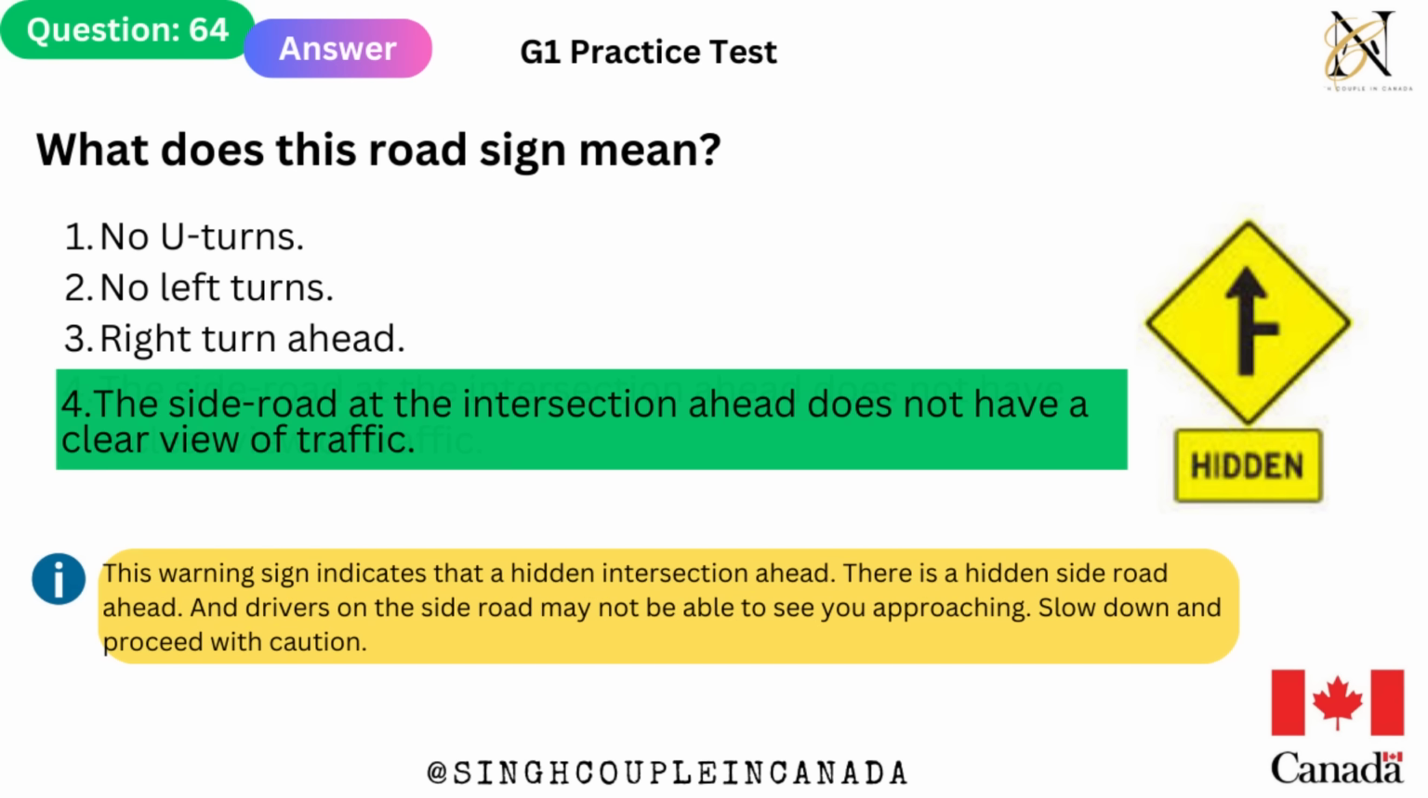This warning sign indicates a hidden intersection ahead. There is a hidden side road ahead, and drivers on the side road may not be able to see you approaching. Slow down and proceed with caution.